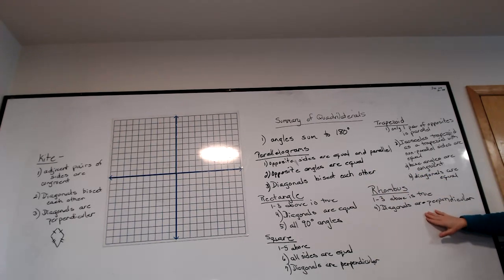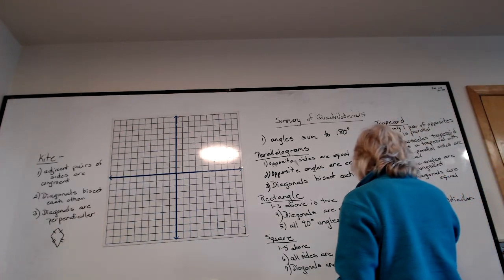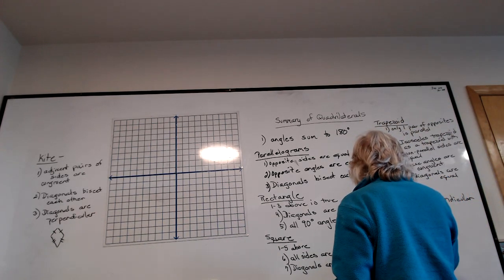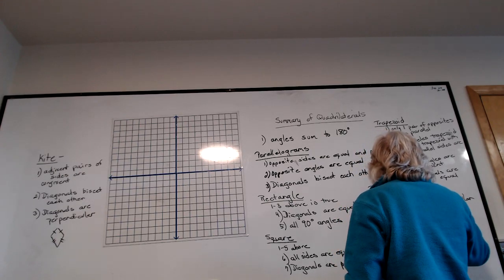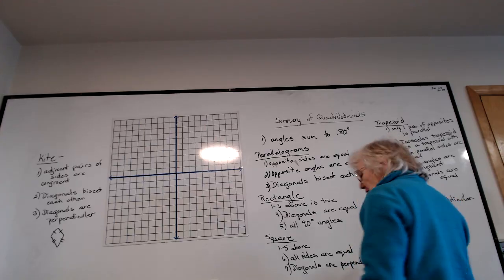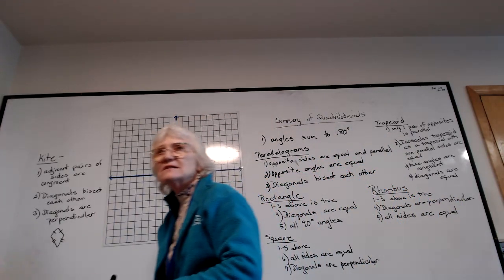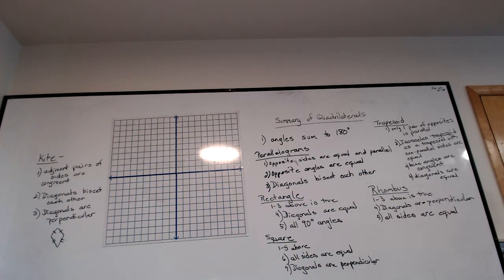Here we don't have to have 90-degree angles. Opposite sides have to be parallel. All of them are equal. Oh, I didn't write that down. All sides are equal. But if it's a rhombus, it's not necessarily a square. Okay, it can have slanted angles. But the diagonals will be perpendicular, because all the sides are the same.